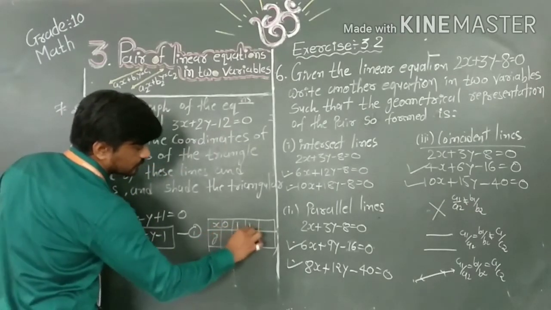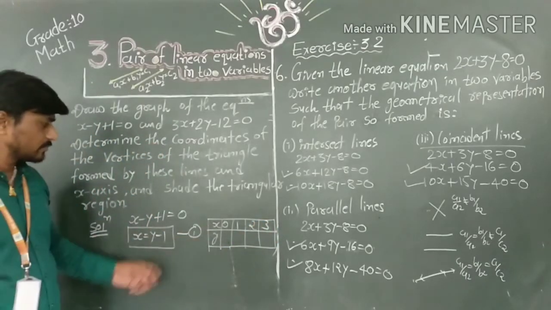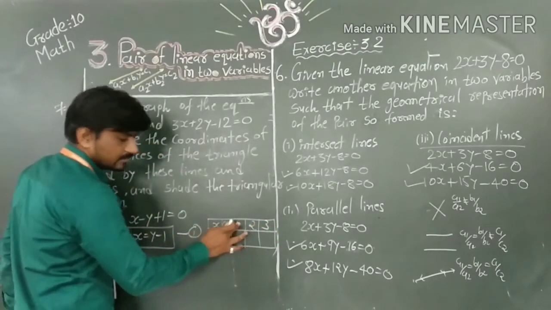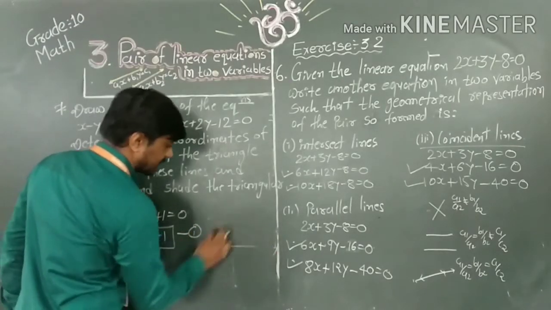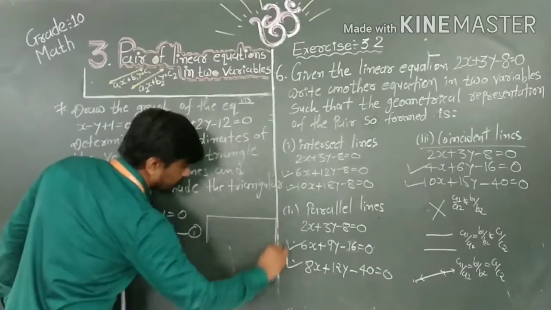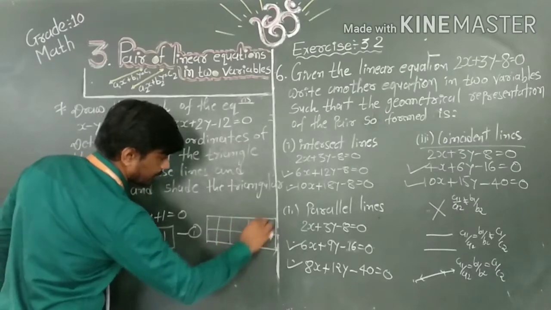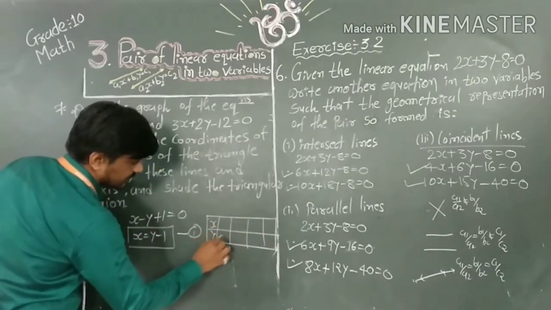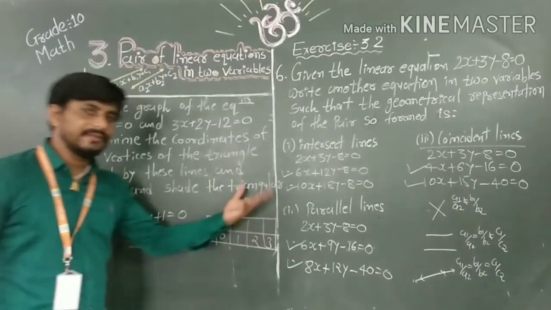Suppose 0, 1, 2, 3. I take y, okay, y. You can take y also, or you can take x also. x, y, 0, 1, 2, 3. Simply, you take any value.